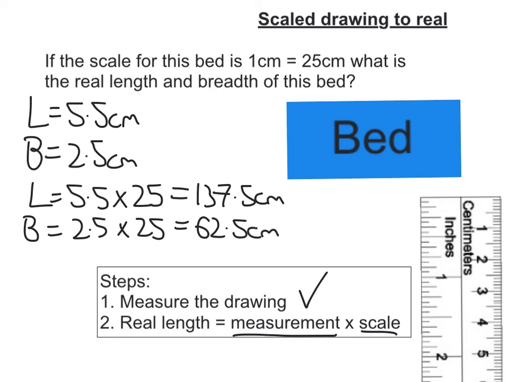So the bed is 137.5 centimeters long, but only 62.5 centimeters wide.